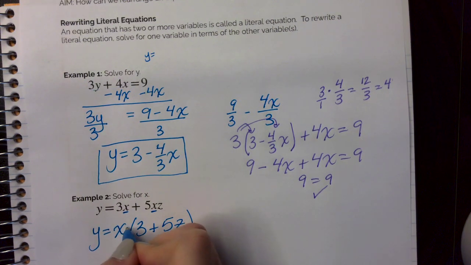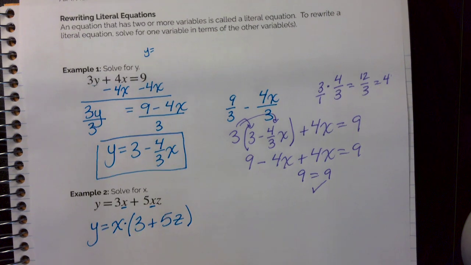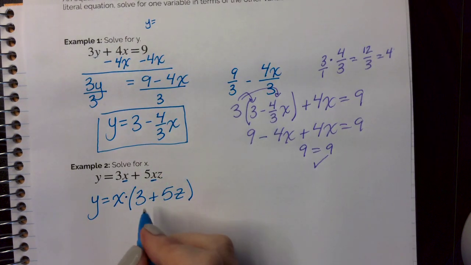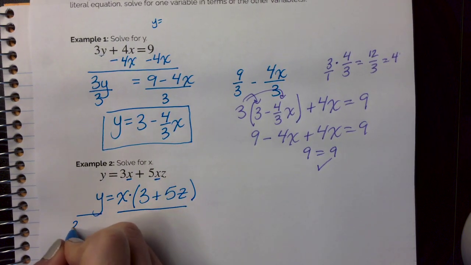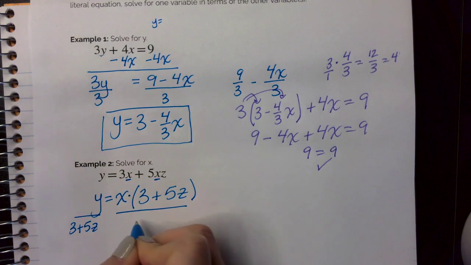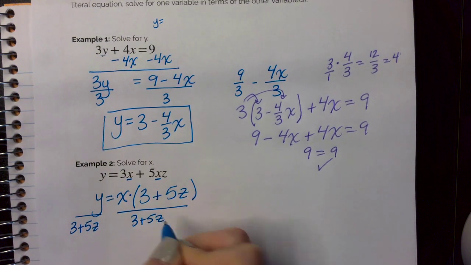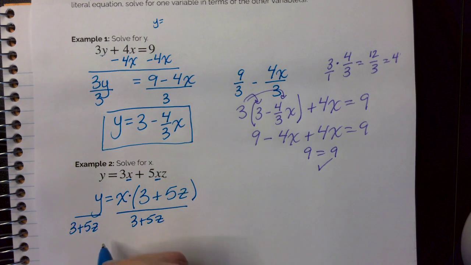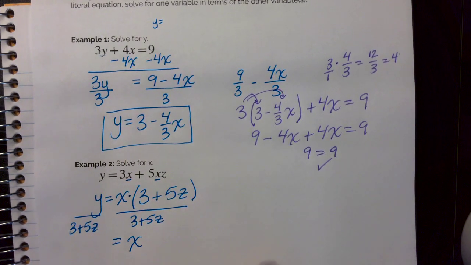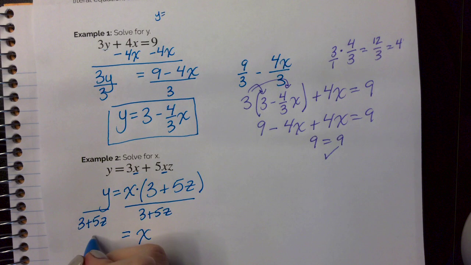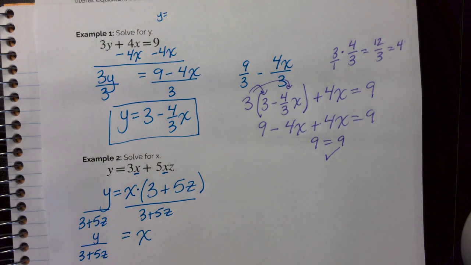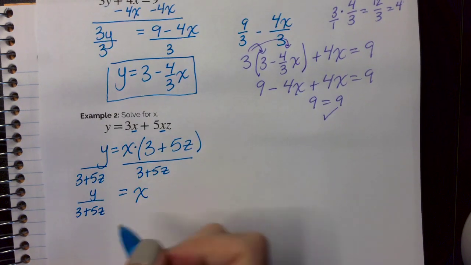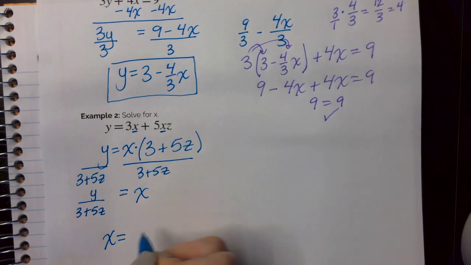Now I can see that this is really x times 3 plus 5z, so I can divide both sides by 3 plus 5z. And anything divided by itself is 1, so I'm left with x. And on the other side, I have y divided by 3 plus 5z. Maybe you're someone that when it says solve for x, you're like, I really want x to be on the left, so I can just flip these two expressions around.